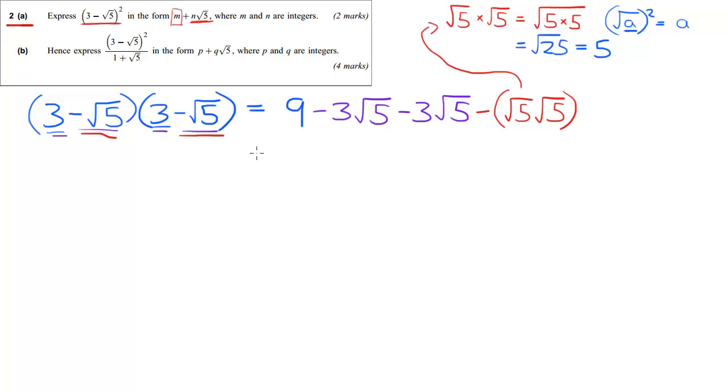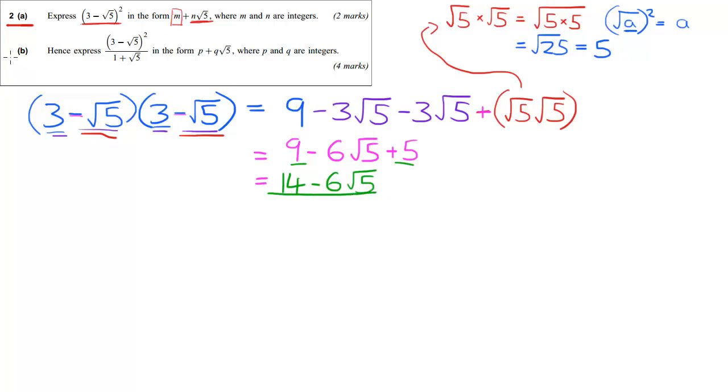Let's go for pink. We haven't used pink yet. So we have 9 minus 6 root 5 plus, I put a minus here, this shouldn't be minus, this should be plus, because we have a minus and a minus. So plus 5. And then we just put these terms together. Let's go to green. So we have plus 5 and 9, which is going to be 14 minus 6 root 5, and that is our answer for the first question.